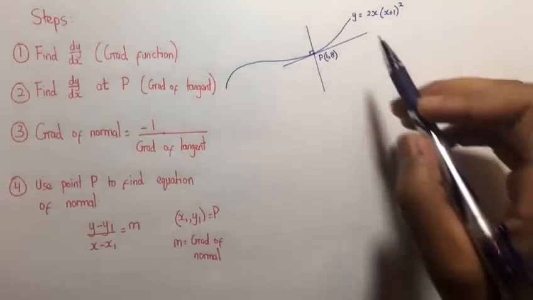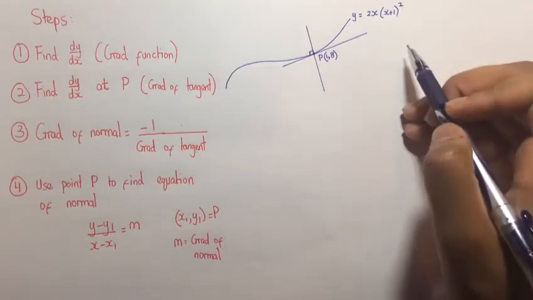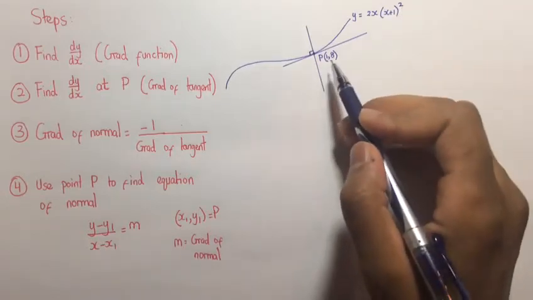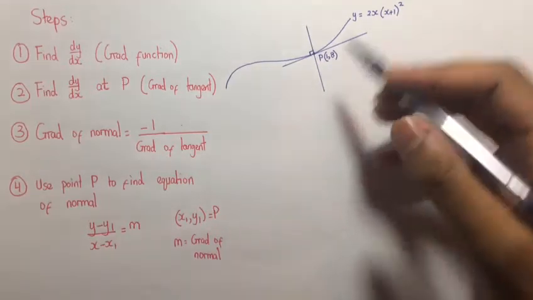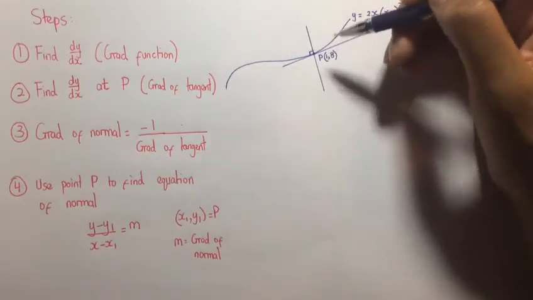Here we are given the curve y equals 2x(x + 1)², and we are given the point P as (1, 8) that lies on the curve. And we are required to find the equation of the normal through point P.